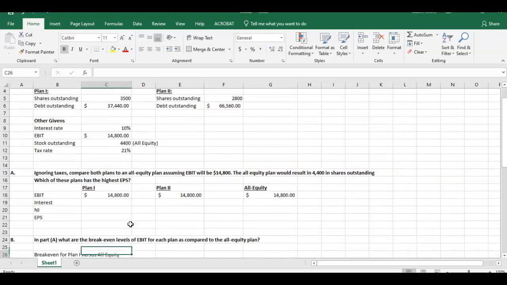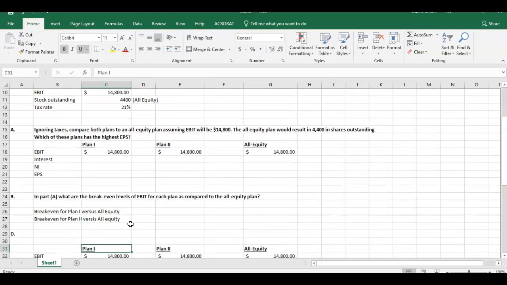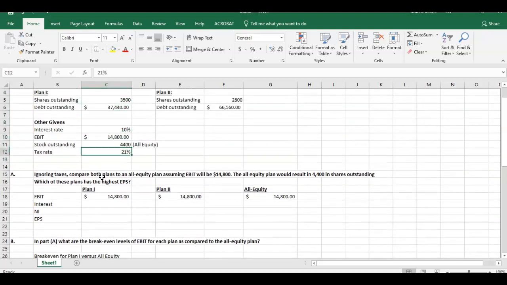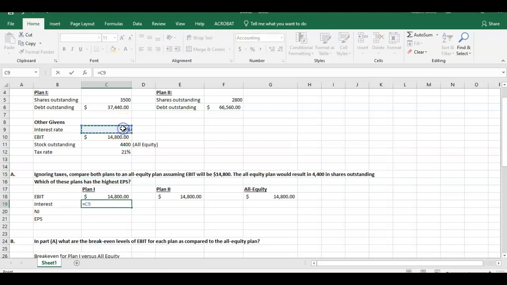So let's jump right into question A. It says, ignoring taxes, compare both plans to an all equity plan, assuming EBIT of 14,800. The all equity plan would result in 4,400 shares. So we have that information extracted all there. So no taxes, we don't have to worry about the tax rate here, but we do have to calculate the interest. To get the net income, we'll get eventually to our interest rate multiplied by our debt outstanding in plan number 1. So interest in that would account for about 3,744.